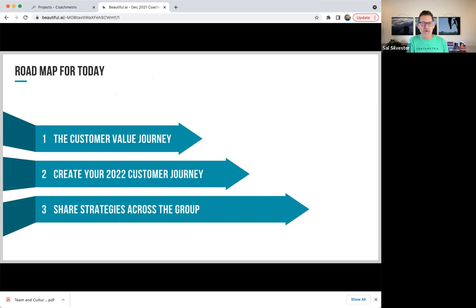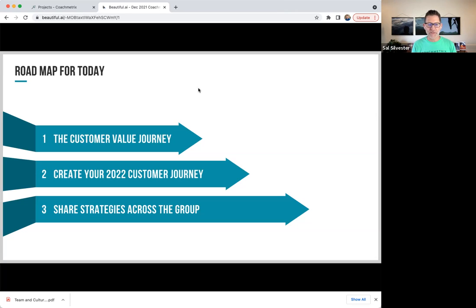Here's our plan for today. We're going to talk about a concept called the customer value journey. We're going to give you some time to actually think about your business and what that value journey, the customer journey, looks like for you. And then we'll share some strategies across the group so that we can learn from each other.